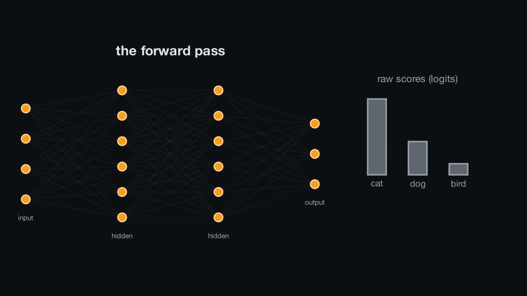For sorting things into groups, the last layer hands us a few raw scores. These raw scores are called logits, and they can be any size, even negative. Softmax turns those raw scores into clean percentages. The biggest score gets the biggest share. Every value is between 0 and 1, and they all add up to 100%. Now the network is not just guessing cat, it is saying, I am 90% sure it is a cat.